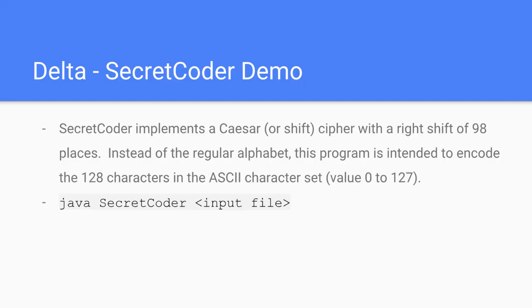So as I mentioned before, SecretCoder is the buggy program that we're going to be using for our testing. SecretCoder implements a Caesar or shift cipher with a right shift of 98 places. Instead of the regular alphabet, which ciphers are normally implemented on, this program is intended to encode the 128 characters in the ASCII character set, which have the decimal value of 0 to 127. So to run this on your VM after you've compiled in the earlier step, you just need to do java SecretCoder and then whatever input file. So let's take a look at this on the VM.